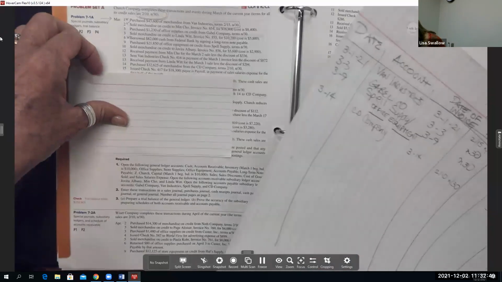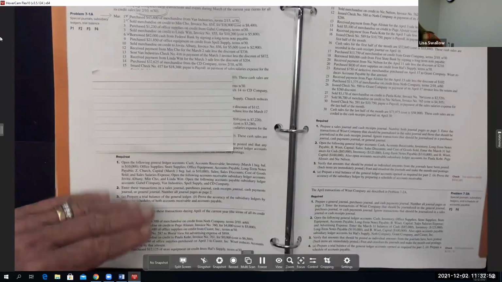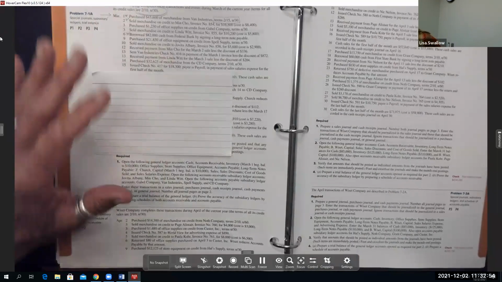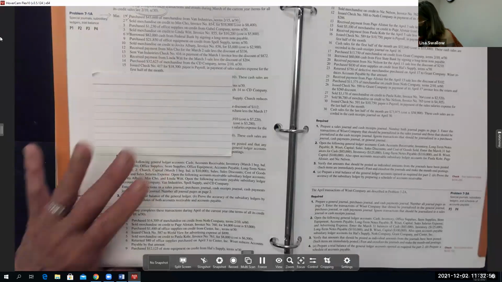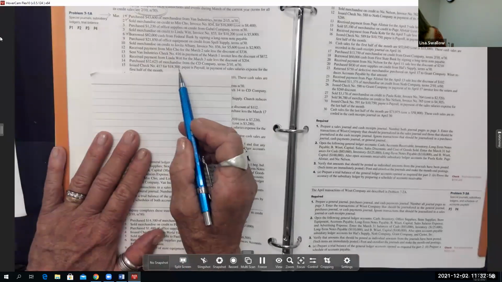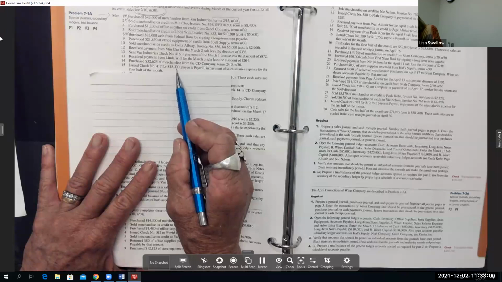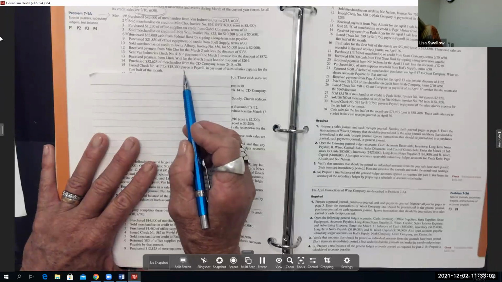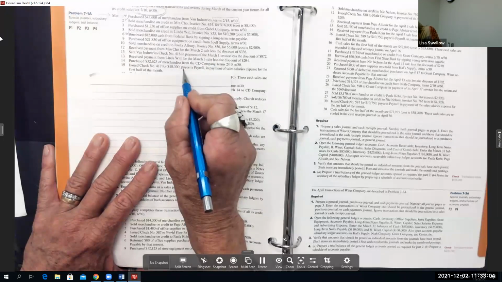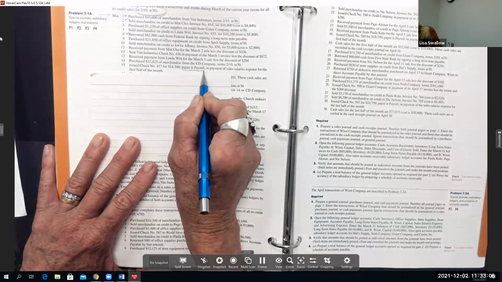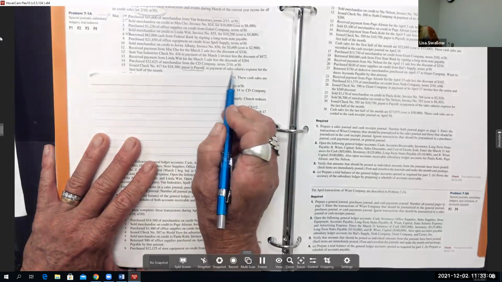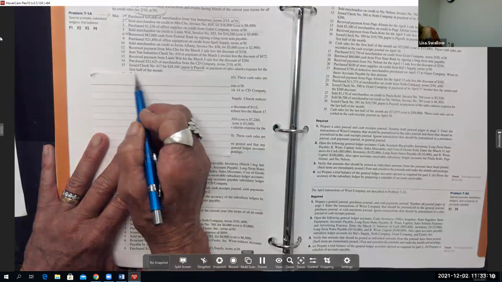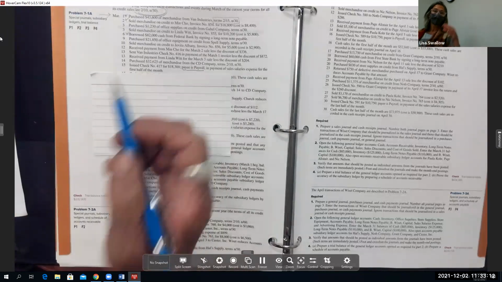Okay, on the 15th, I issued check number 417 for $18,300. This is kind of confusing. The payee is payroll, and I'm paying sales salaries expense for the first half of the month. Okay, let me kind of explain that.